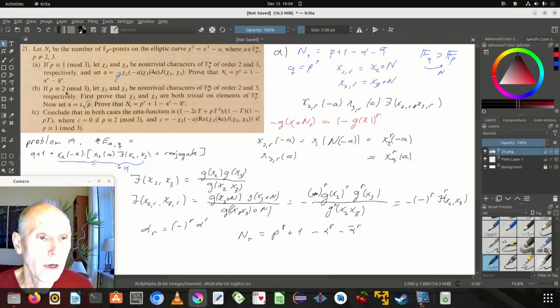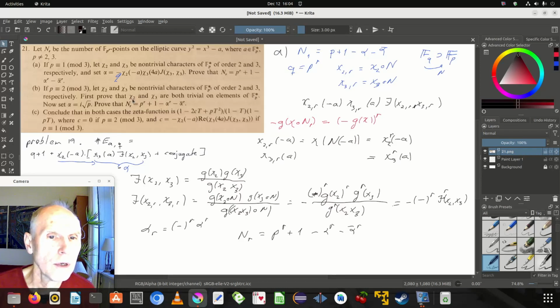Well, when p is equivalent to 2 modulo 3, x mapping to x cubed is 1 to 1. So all members of Fp, Zp are cubes. So chi3 of them must be equal to unity.